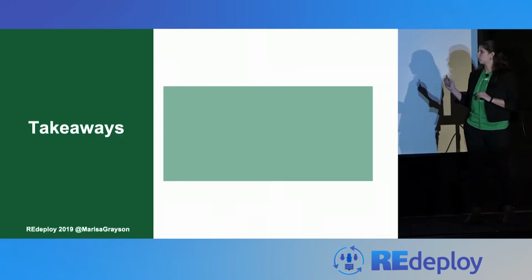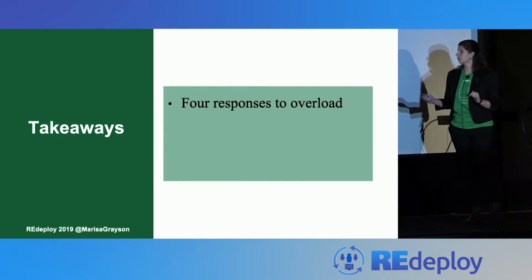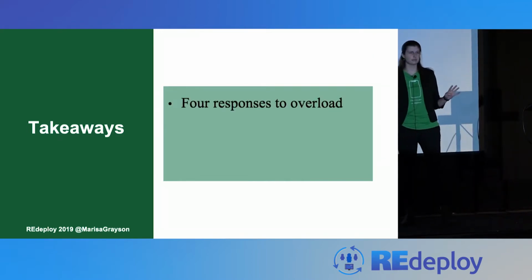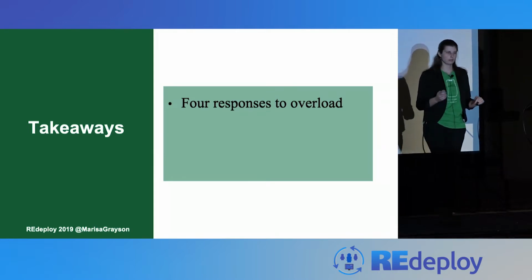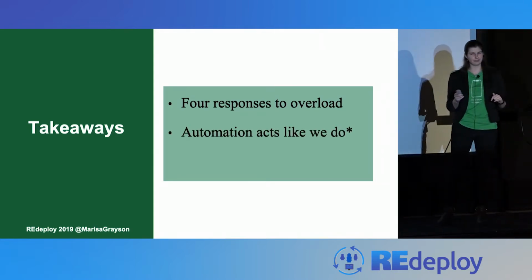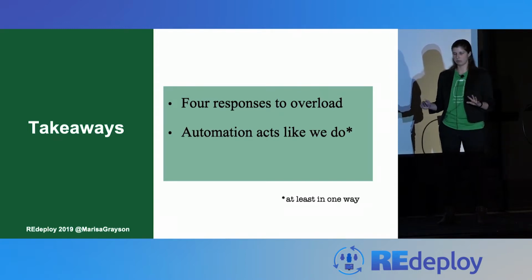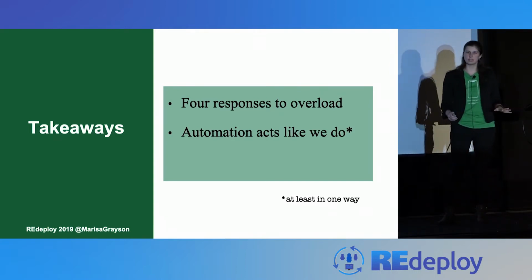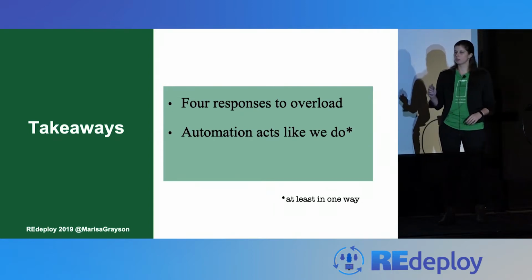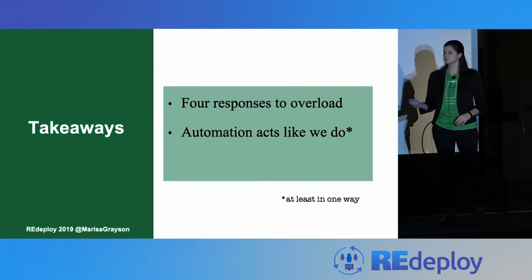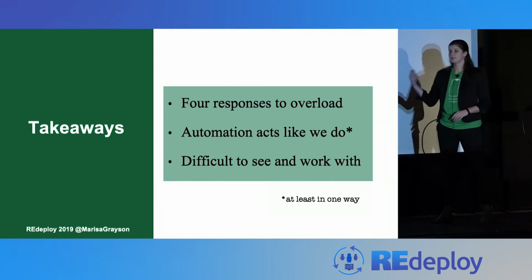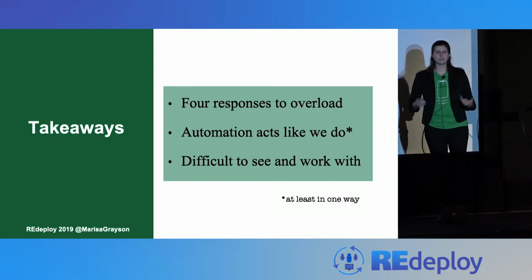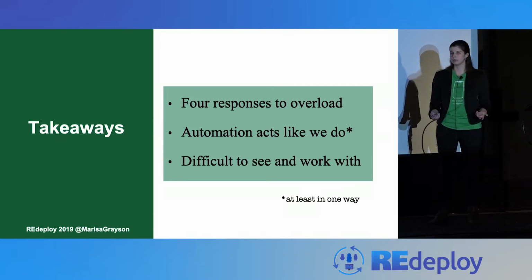And give you a chance for 3 different types of takeaways. The first is that there are 4 main types of responses to overload. Next one is that automation acts like we do, in one way. I'm not claiming it's a resilient agent. It's not. But we want to try and reframe the way that we talk about it. And the third takeaway is that, obviously, automation is a black box. It's very difficult to see and to know how to deal with it. So, trying to generate ideas about how we can actually build our systems more resiliently, more intelligently, to actually work with us.